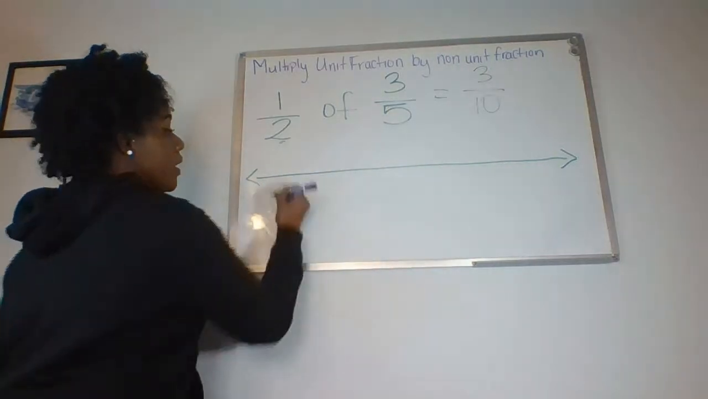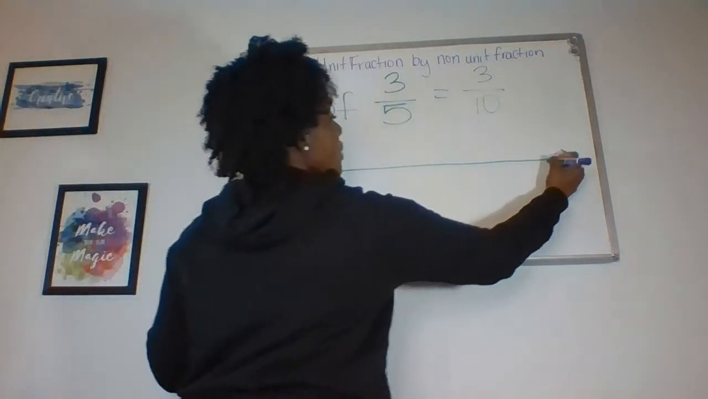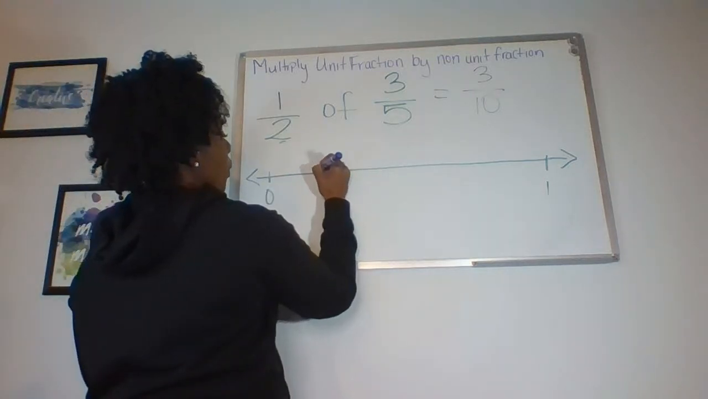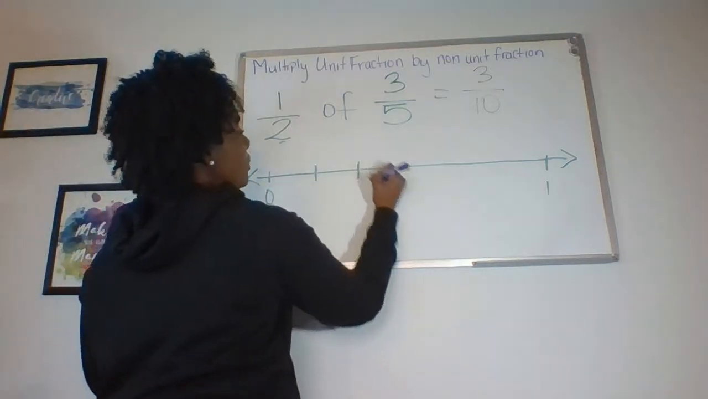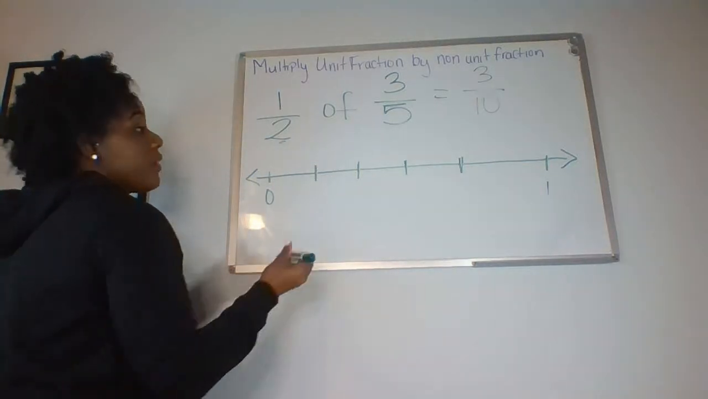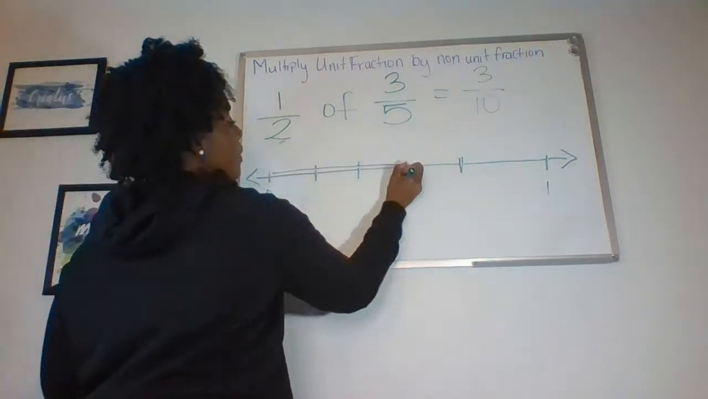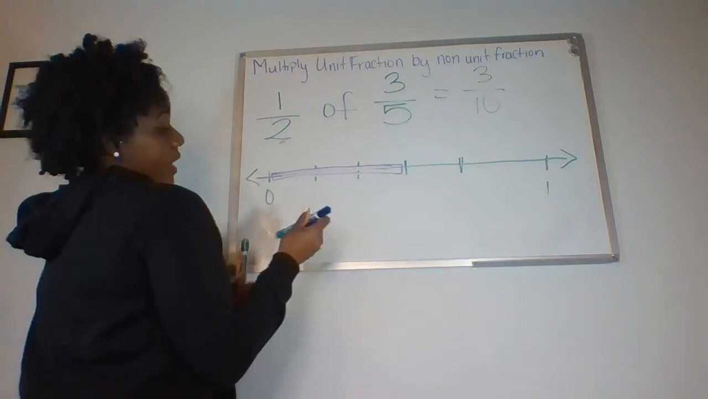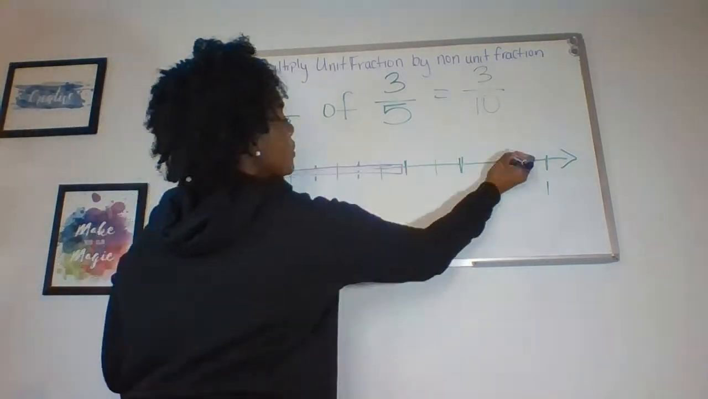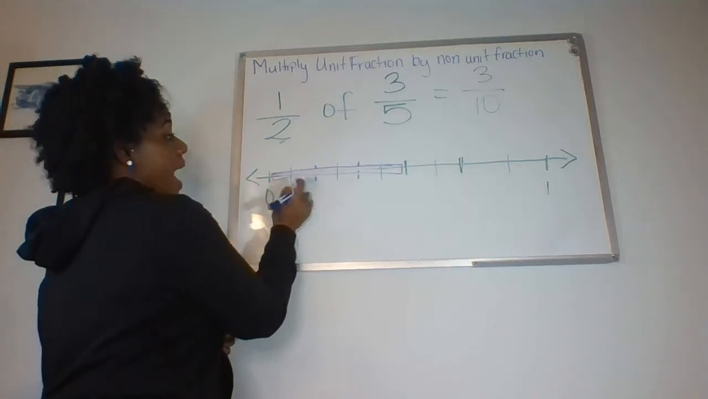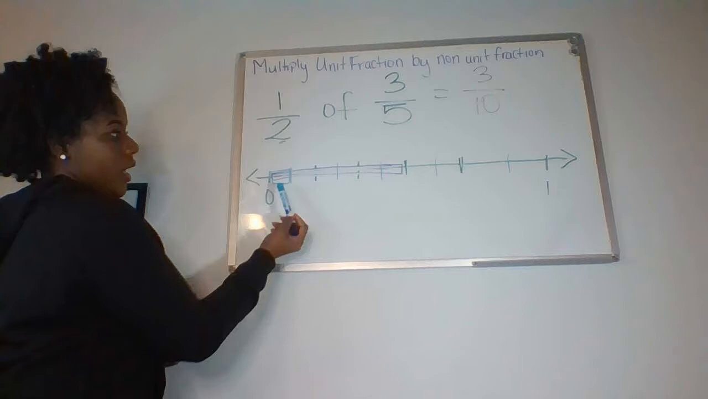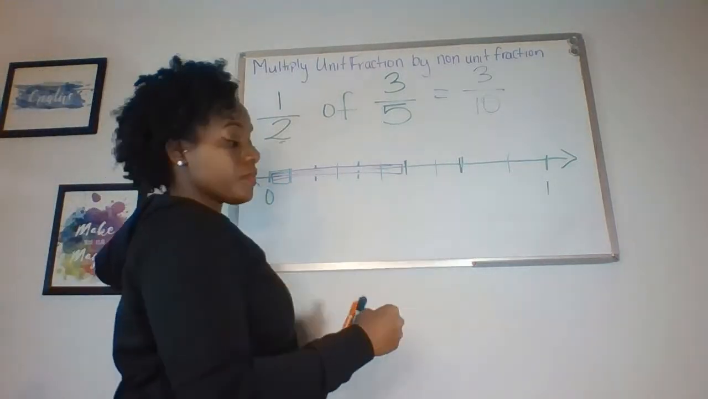I take the second fraction, and we break it up according to the second fraction. So 4 lines gives me 5 sections. Of these 5, I need 3, okay? Then I need to take these 5 and cut them in half. And then of the halves, I only need 1 to give us 1 out of 10.